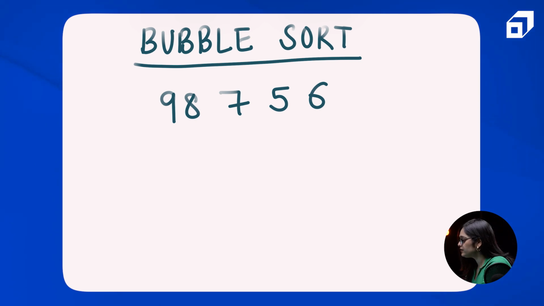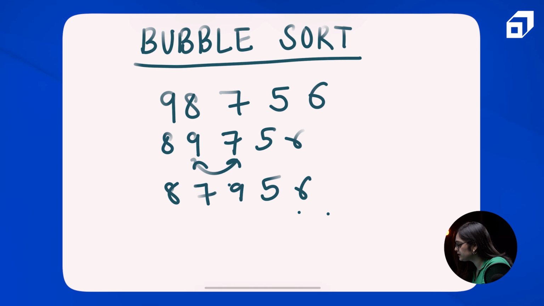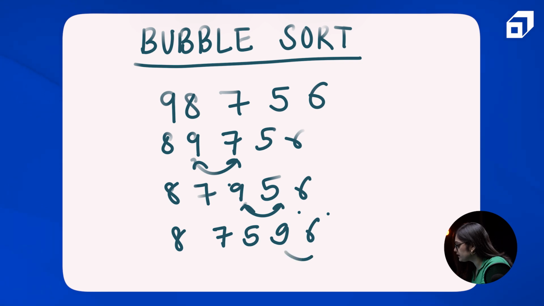And whenever the adjacent elements are in the wrong order, we will move the larger element to the right side. So here we have 9 and 8. I'll swap them and move 9 to the right. It becomes this. Now we'll swap again because 9 and 7 are in the wrong order. So these will be swapped: 8, 7, 9, 5, 6. We'll swap again and we'll have 8, 7, 5, 9, 6. Now we again check that 9 and 6 are in the wrong order. So we will swap them: 8, 7, 5, 6, 9.